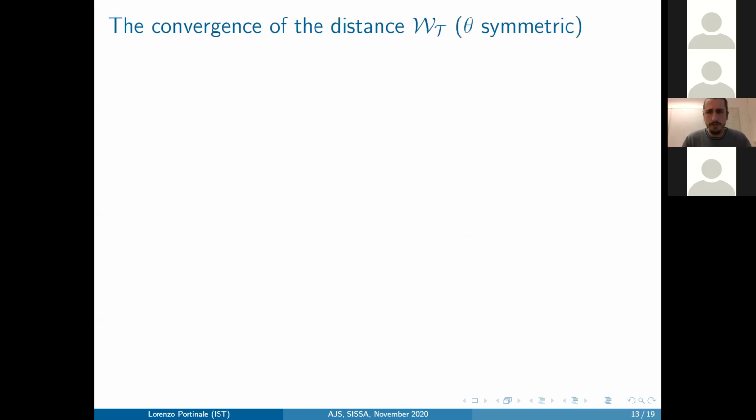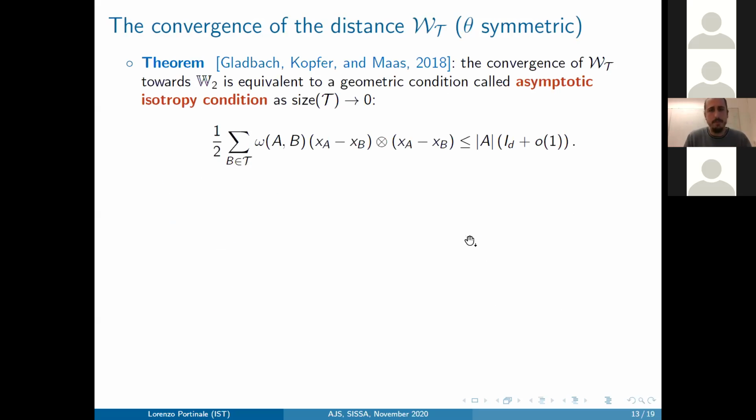But a couple of years ago, Jan Maas, Eva Kopfer and Peter Gladbach proved that the convergence of the distance to the continuous one does not always happen, but is in fact equivalent to an additional condition, which is called the asymptotic isotropic condition. I brought the condition here, and I don't know about you, but the first time I saw it, it wasn't really clear to me what the geometric meaning was. For example, why do we call this the isotropic condition? There is a way to discuss this from a geometric perspective. It's a bit complicated, so to leave the intuition, I want to give you a slightly stronger condition that implies this one, which is very clear from a geometric perspective.